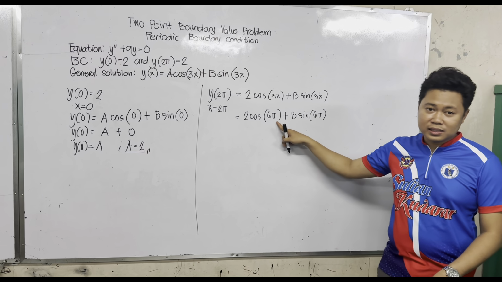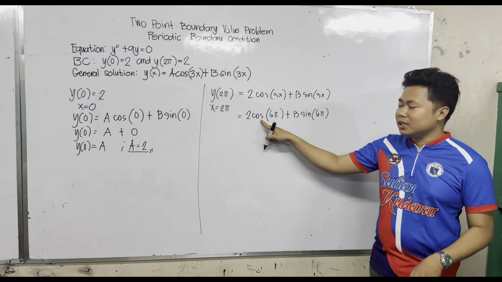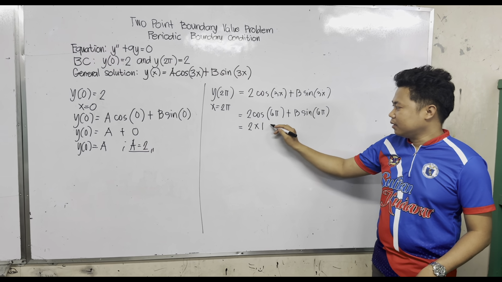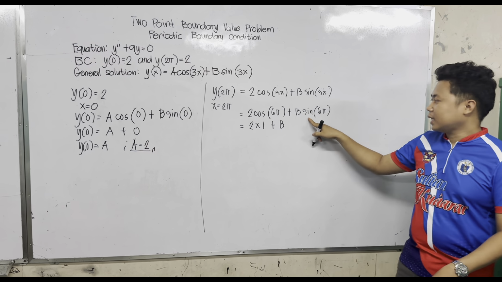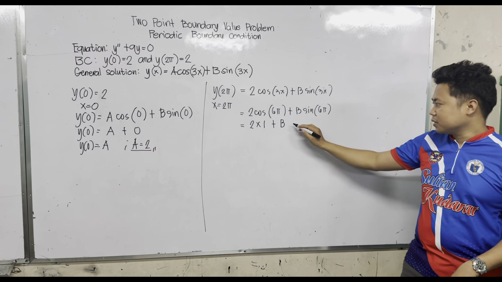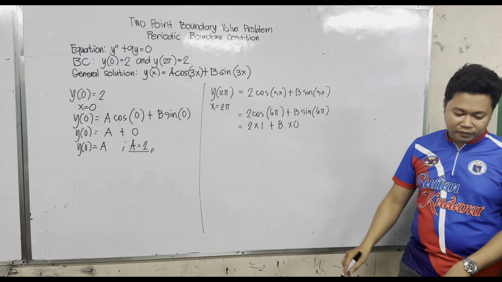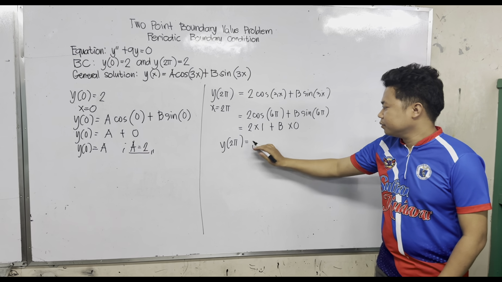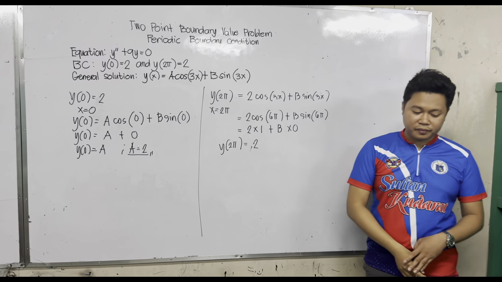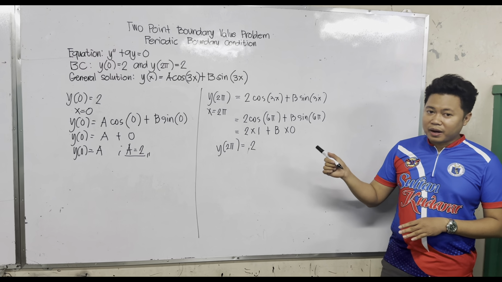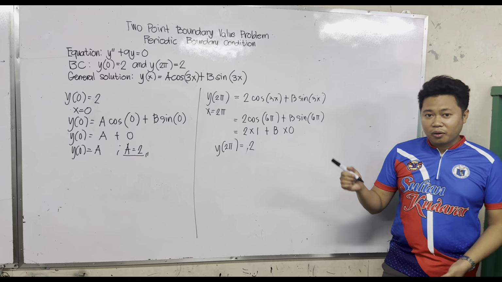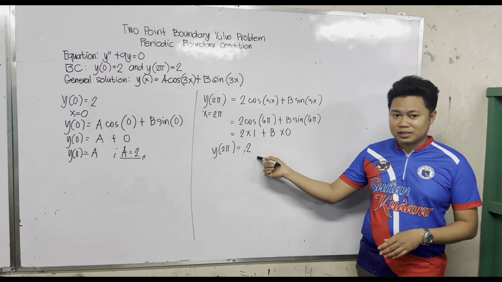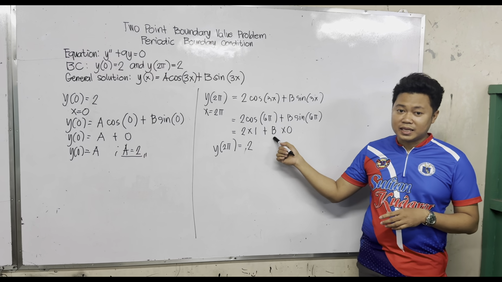Notice that 6 pi is a multiple of 2 pi, so cosine 6 pi is still 1. This becomes 2 times 1 plus b times sine of 6 pi, which is 0. So y of 2 pi is equal to 2. Notice that the boundary condition says y of 2 pi must be equal to 2, and it automatically does, no matter what the value of b is.